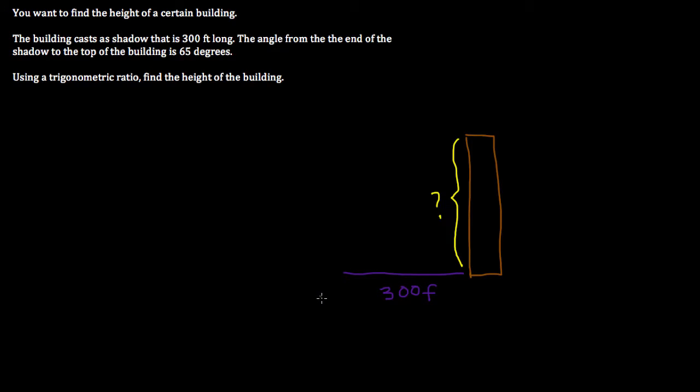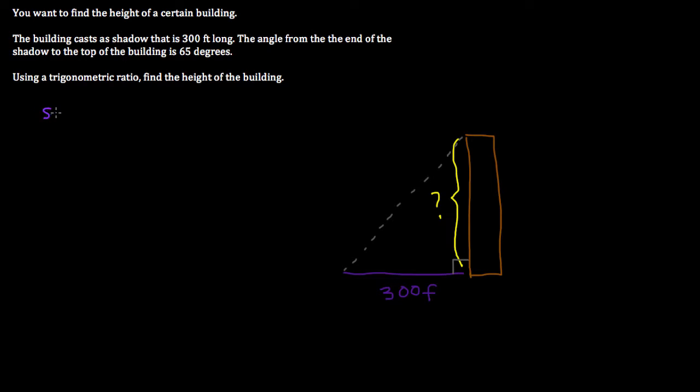So the first thing we see is that the shadow and the top of the building make a triangle. It makes this triangle. Okay. And this is a right angle here. And for our trig ratios, I'm going to use, well, let's see what we can use.